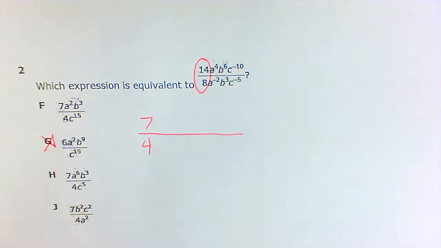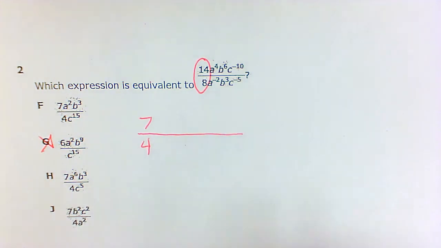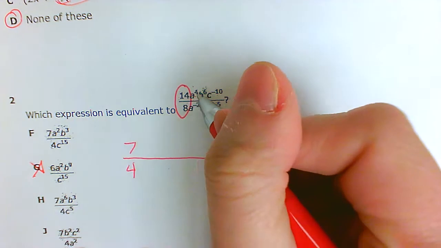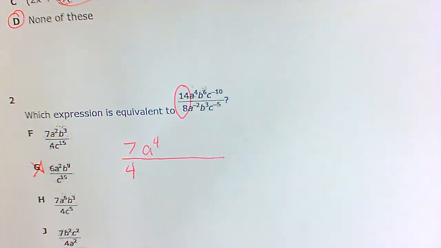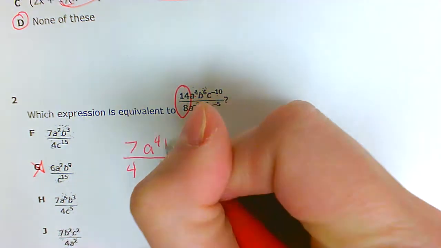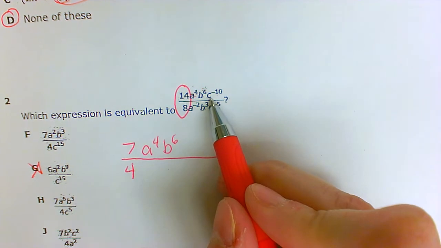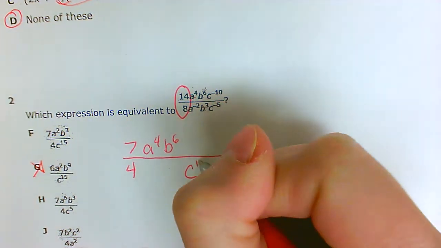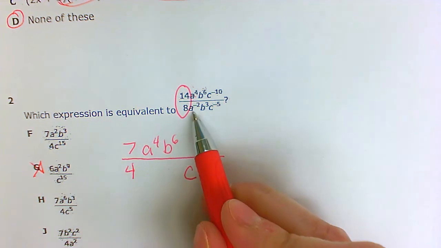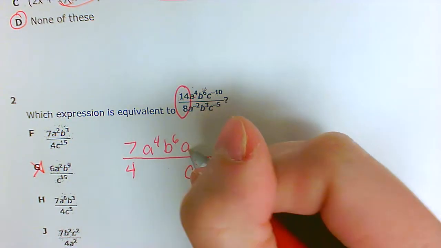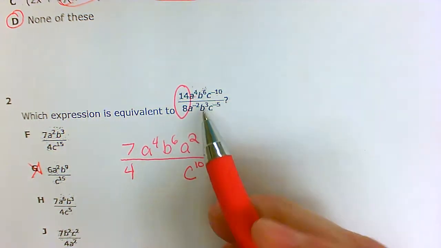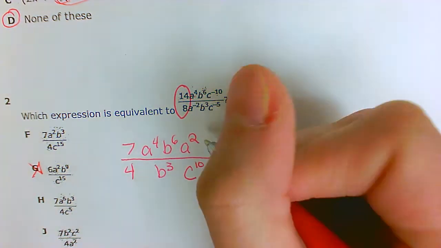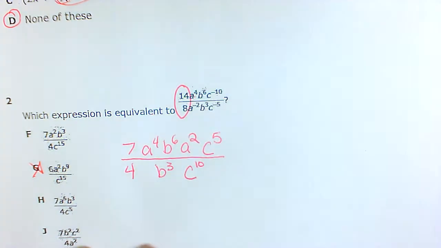Now, as far as the exponents go, if they have positive exponents, leave the numbers where they are. So a to the 4th was already positive, so it's going to stay where it is. b to the 6th power was also positive, but c to the negative 10th power has to change the side that it's on, so it moves down, then it's positive. Now I'm looking at the bottom row. a to the negative 2 needs to move up, now it's positive. b cubed was already positive, so it can stay down there. But c to the negative 5th power needs to move up, and now it's positive.